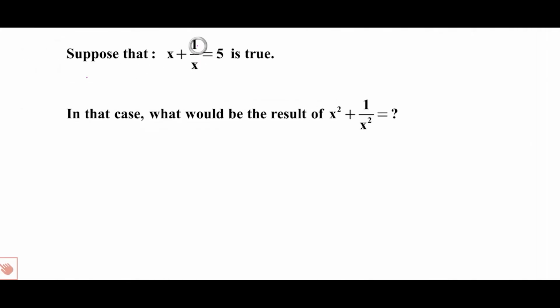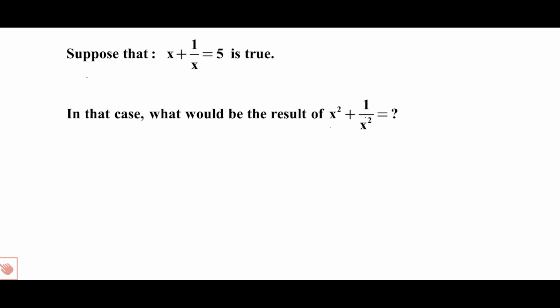Let's get started with our first challenging example. Suppose that x plus 1 over x is equal to 5 is true. In that case, what would be the result of x squared plus 1 over x squared? Now, the first thing I notice here is that I see a square. I have x squared plus 1 over x squared. And whenever I see a squared, the first thing that should come to my mind is our very first identity.